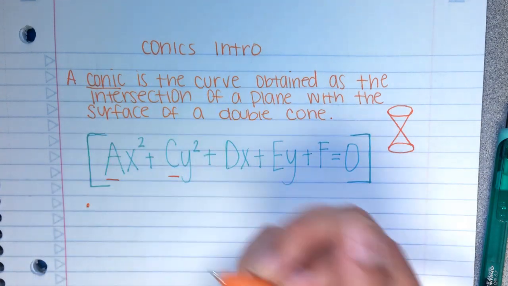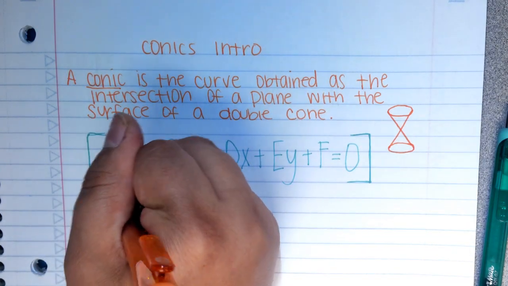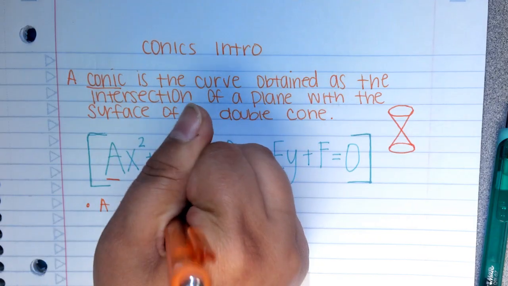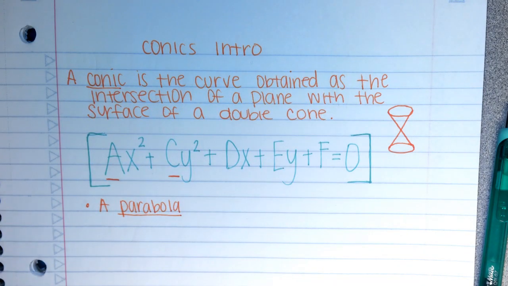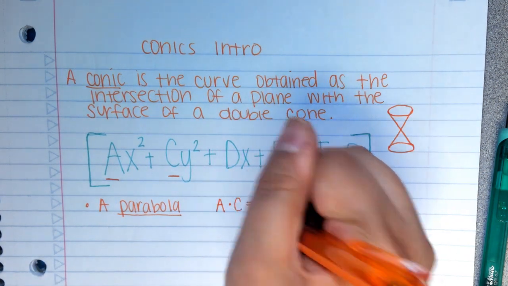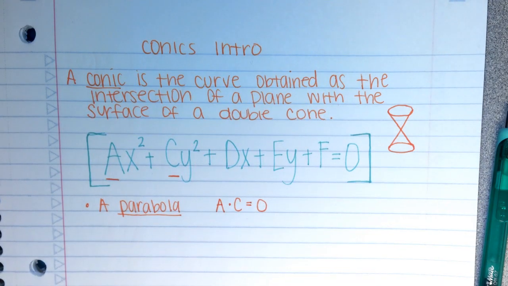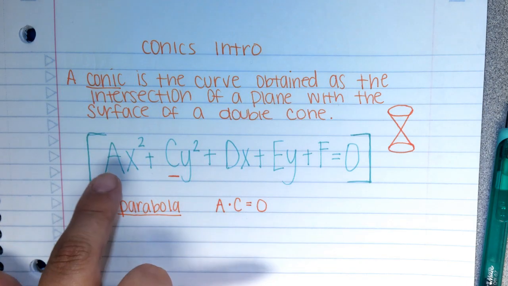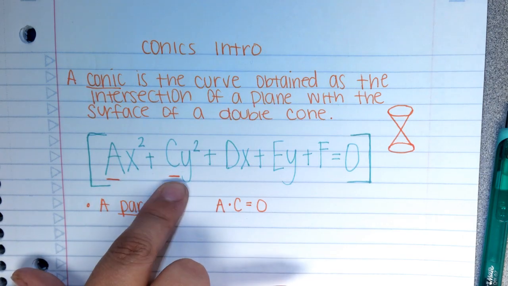So, what you need to know is a parabola. You're writing this down. A parabola is when A times C equals 0. Why? What do you know about equations of parabolas? They're quadratic. Do you agree that the equation usually looks like y equals x squared? For a parabola, we don't want both of them squared.